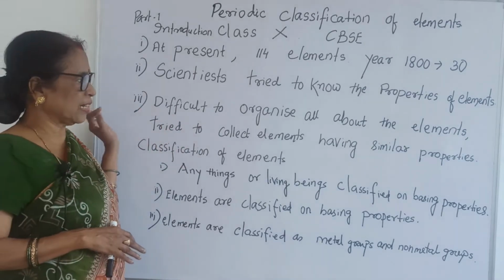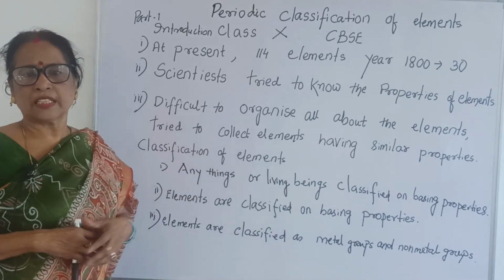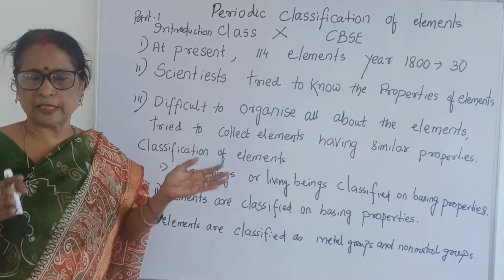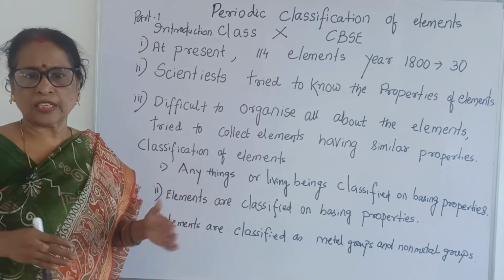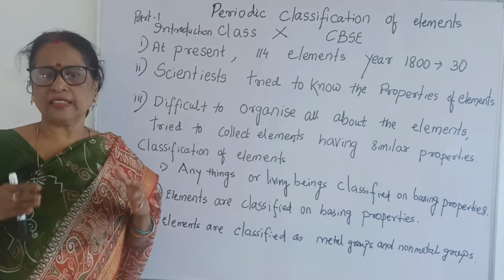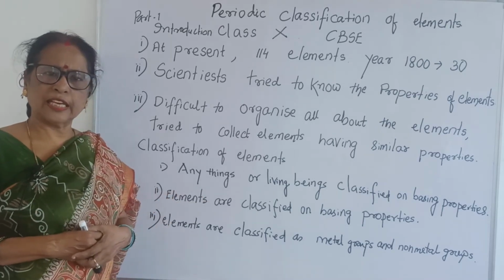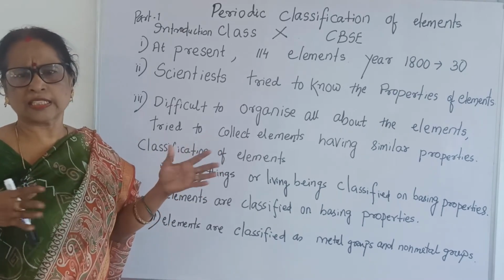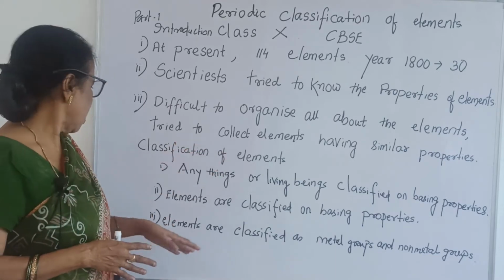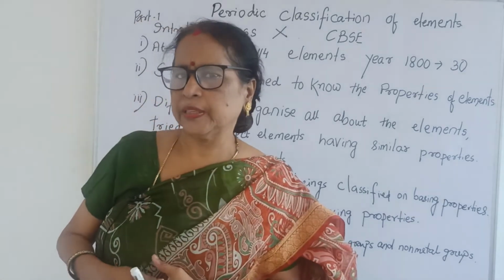Nowadays 114 elements are discovered, and classification is necessary because it is very difficult to organize all the elements in one group, in one area. So they divided the elements according to their properties. You can observe living things, anything in this world, classified into different groups. Elements are classified first as metal and non-metal. I hope it is clear.